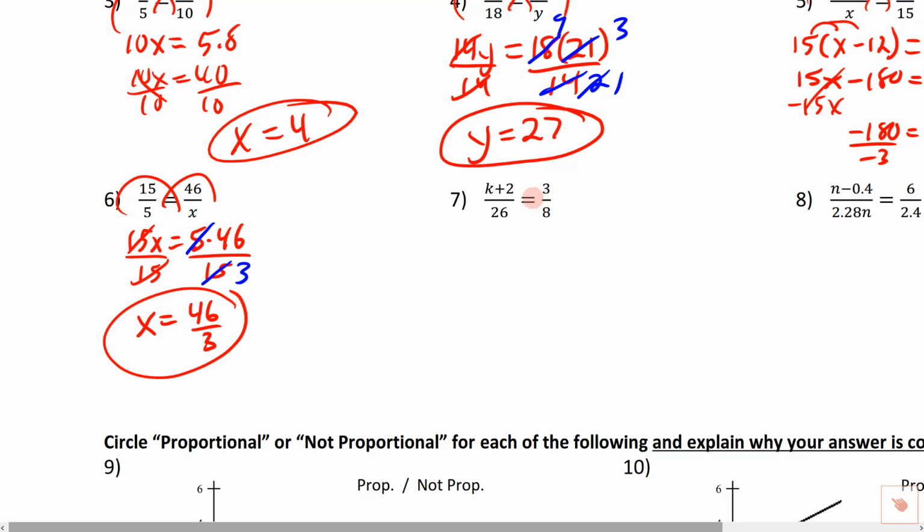We'll take a look at this one here. Again, we're multiplying here. That's a binomial, so I'm going to go ahead and put that in parentheses.